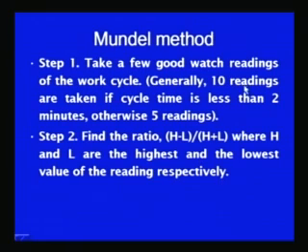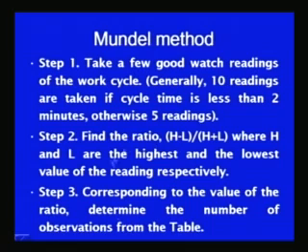These readings may be 10 in number for jobs with a cycle time less than 2 minutes, and this ratio can be obtained from 5 readings if the job cycle is more than 2 minutes. This ratio is further used to find the number of observations from the table Mundell has proposed.